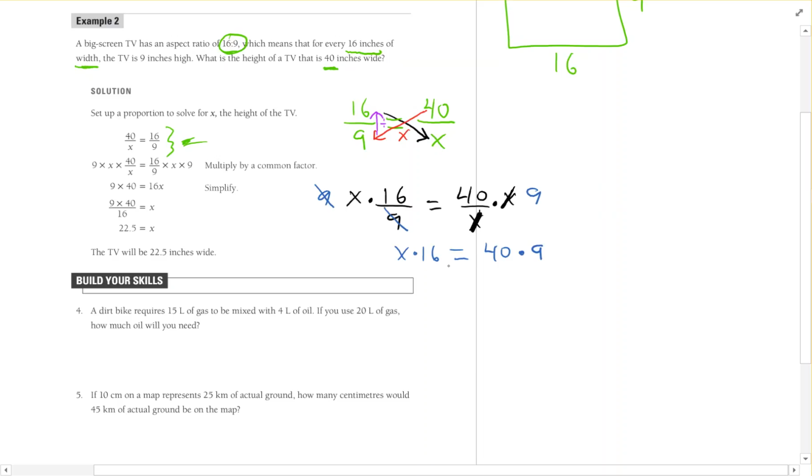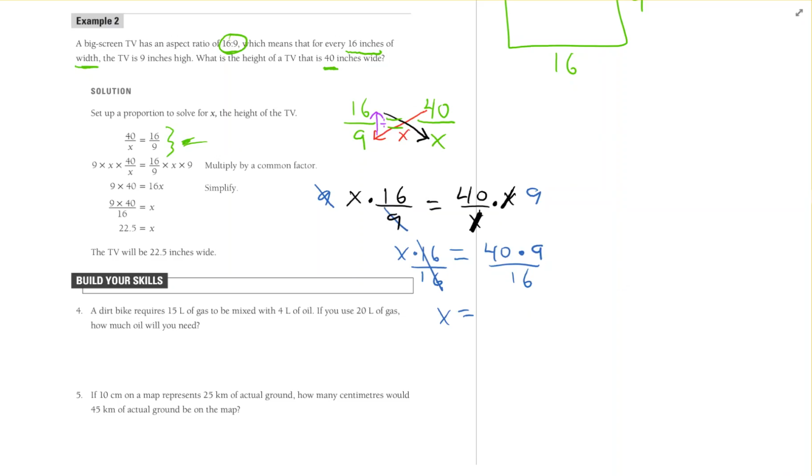Okay, hopefully you're following me. Now, next thing I'm going to do is just divide by 16 on both sides. Because if I go 16 divided by 16, that's 1. 40 times 9 divided by 16. So that would be my answer, right?